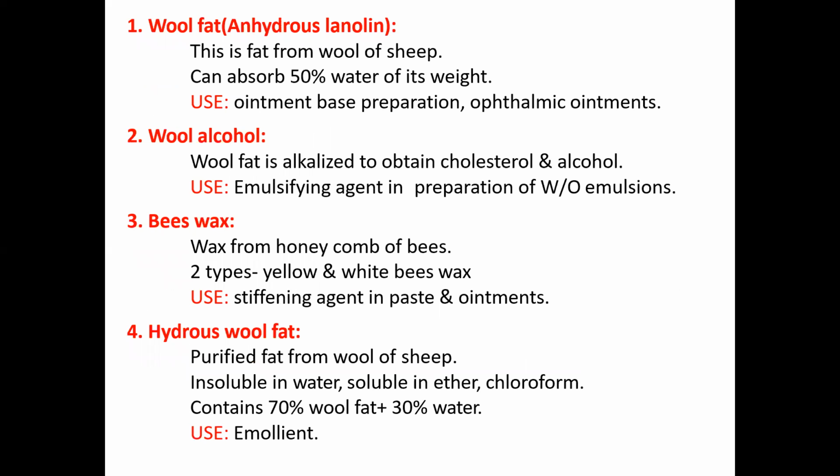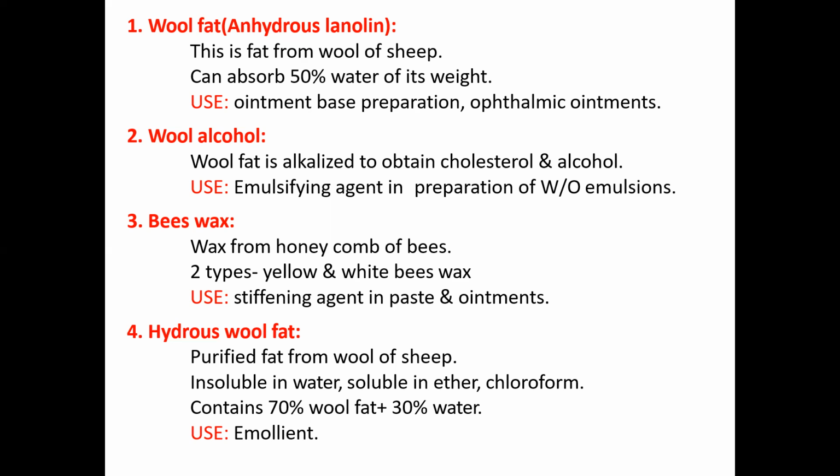Next, wool fat, which is very important and is used in the preparation of this ointment. Wool fat is also called anhydrous lanolin. It is a fat obtained from the wool of the sheep, and it can absorb 50% of water of its weight. This wool fat is used for ointment-based preparations and in the ophthalmic ointment.